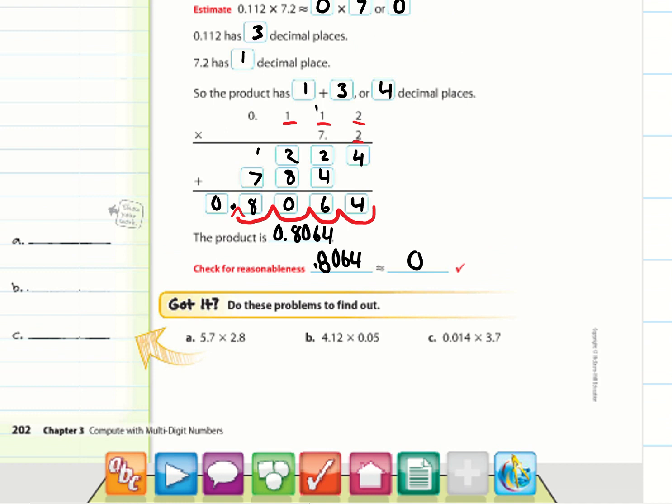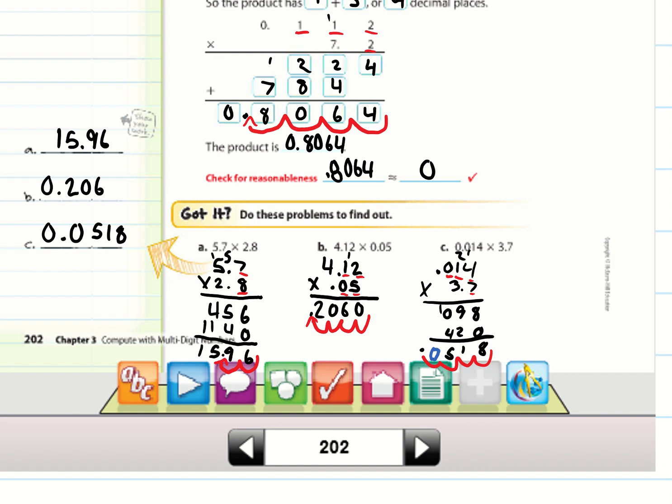So now that we've gone over some of the examples, go ahead and try the Got It and pause the video. So after doing the Got It, your answer should look like mine. One thing you can do is you can always add zeros in front of the decimal place. So it's still going to be the same answer.